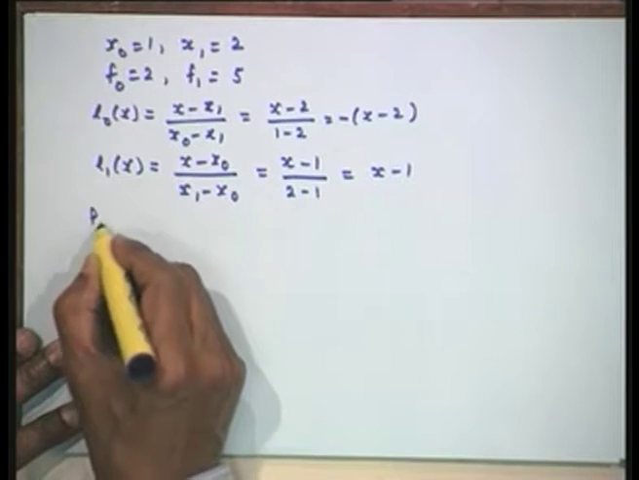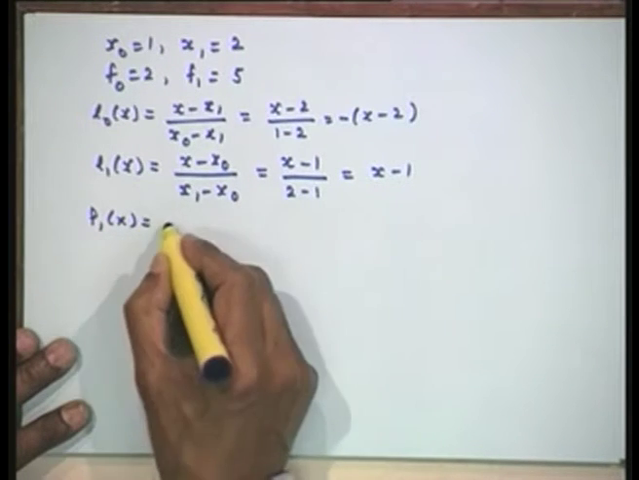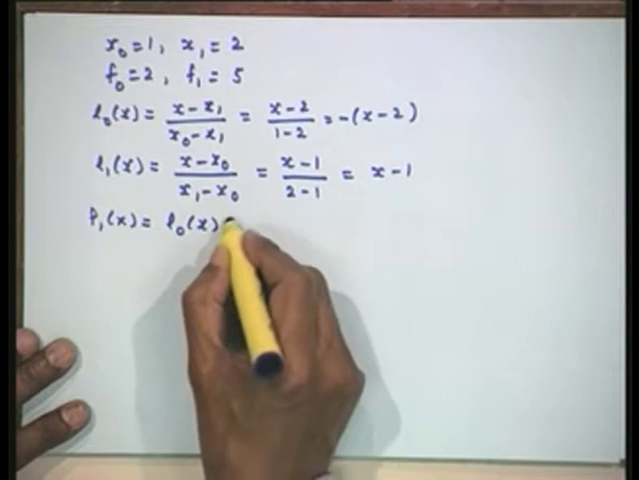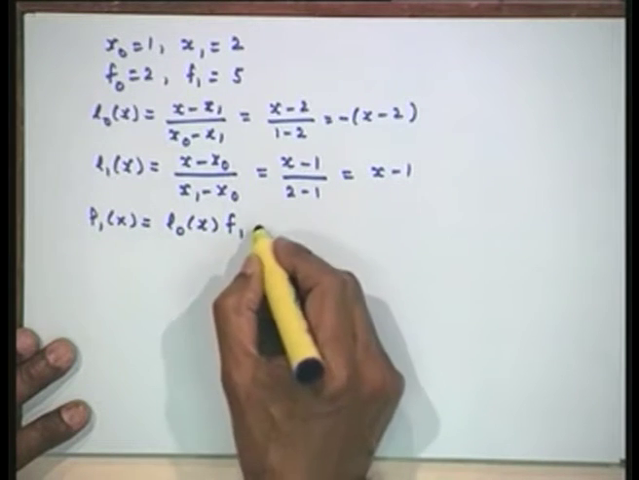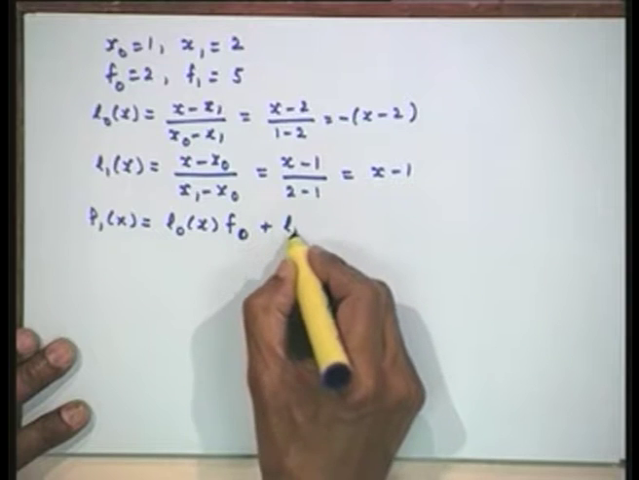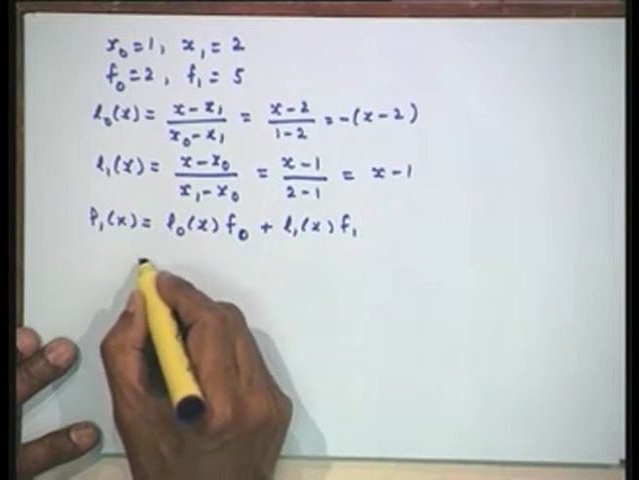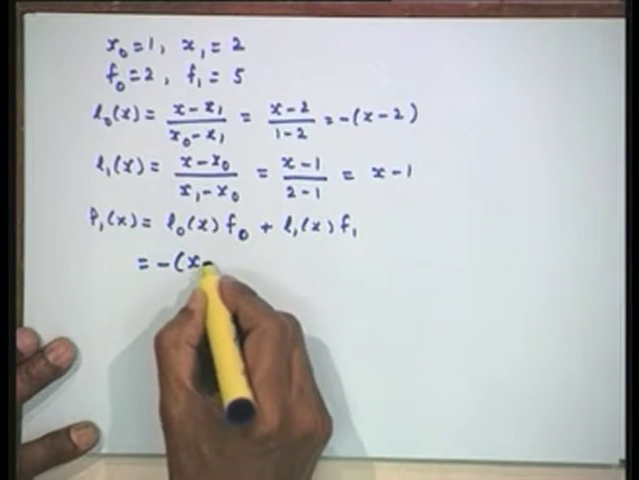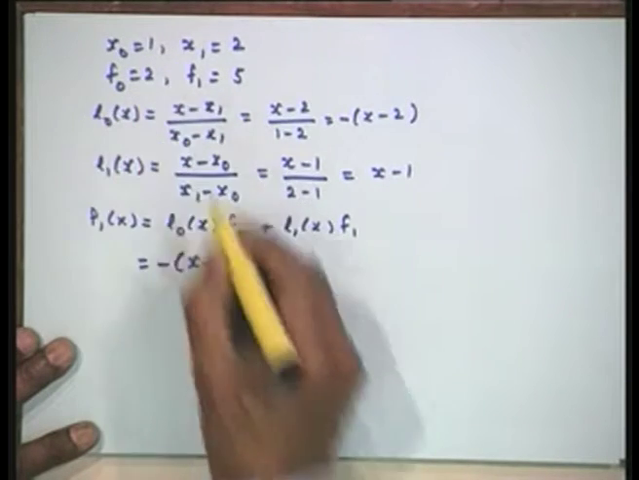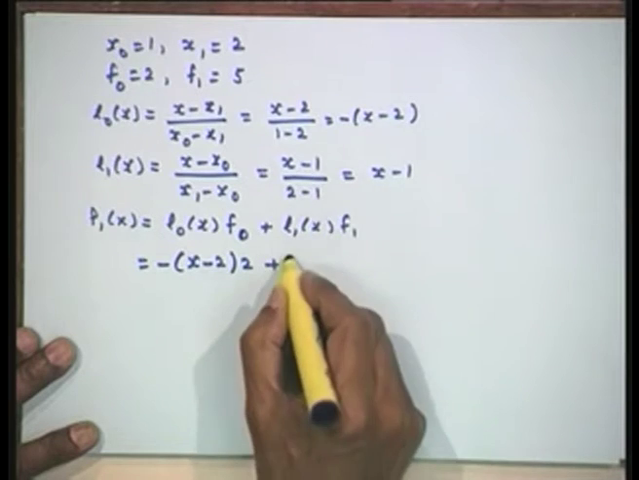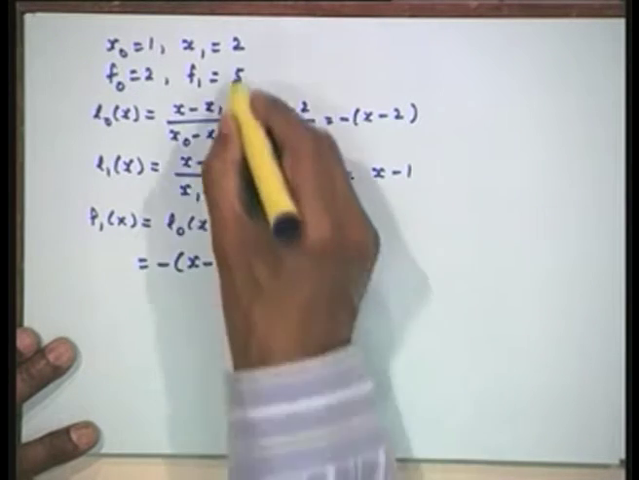Therefore, our required polynomial P1(x) is L0(x) f0 plus L1(x) f1. Let us substitute the values. L0(x) is minus (x minus 2), f0 is 2, L1(x) is x minus 1, f1 is 5.